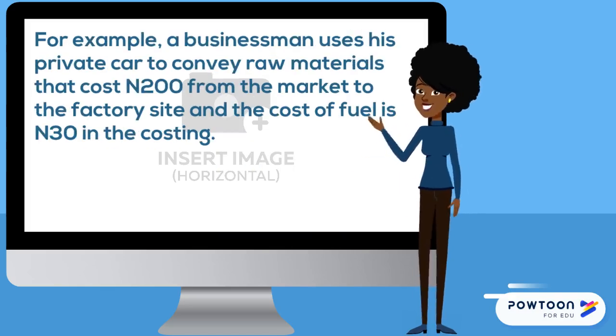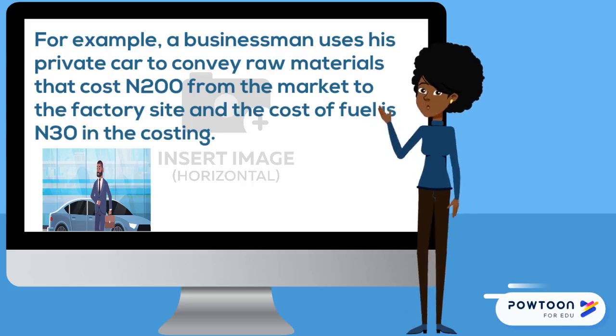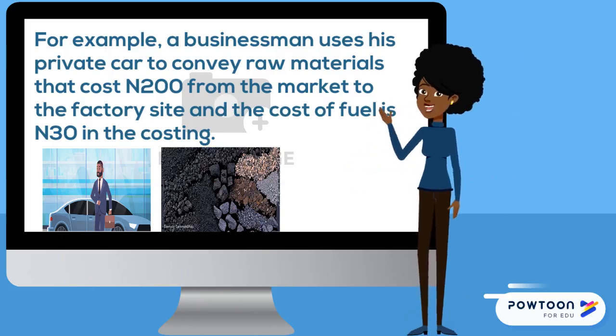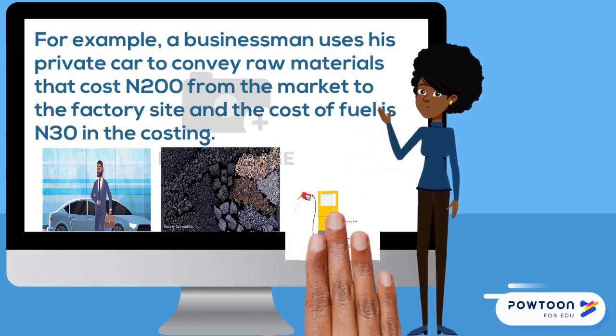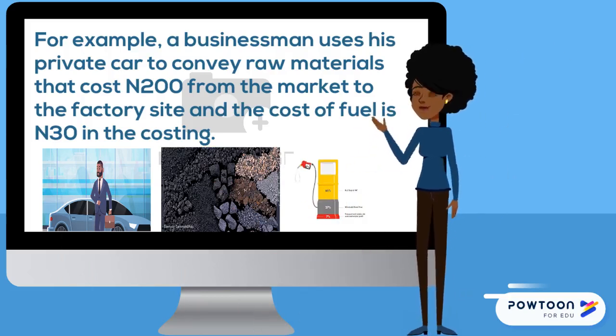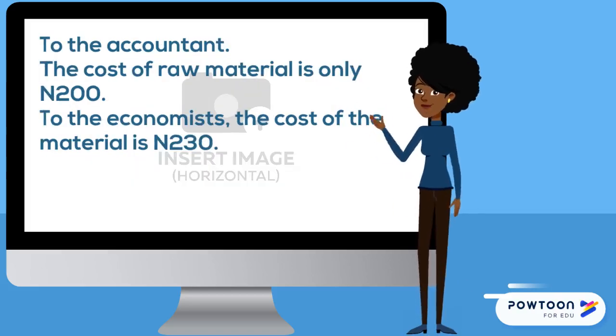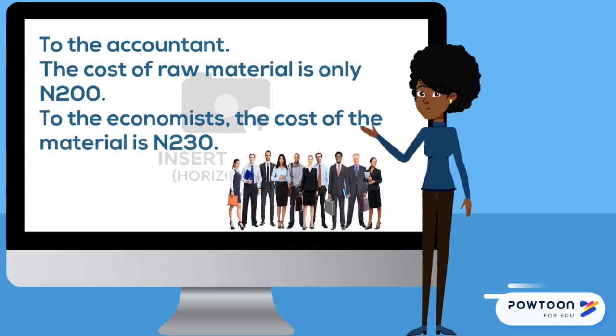For example, a businessman uses his private car to convey raw materials that cost 200 naira from the market to the factory site, and the cost of fuel is 30 naira. In the costing, to the accountant, the cost of raw material is only 200. To the economist, the cost of the material is 230 naira.